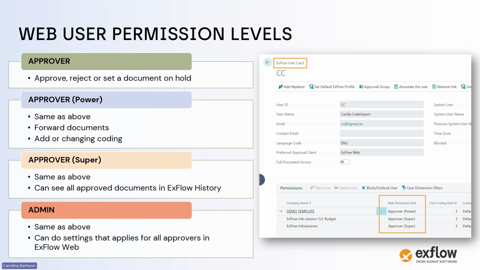And then you have power, which is the same as above, but you can also forward documents or add or change coding. And then you have super, which is the same as above, and then you can see all approved documents in ExFlow history. And then you have admin, and you can do the same as above, but you can also set settings that apply for all approvers in the ExFlow web. So you can do a little bit more there. And in the ExFlow user card, you'll find the permissions under web permission role, as you can see here on the right. So that's where you set the web user permission roles.